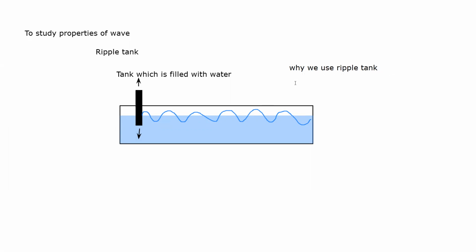The reason for using a ripple tank is that it is easy to produce waves, and the second thing is that we can observe them easily. For example, sound we can produce easily, but we cannot see the sound waves. Light also we can produce easily, but we cannot see the light waves. In a ripple tank, we can produce the wave easily as well as observe or see it. That's why we use this ripple tank to study the properties of the wave. Is it clear till now? The ripple tank.